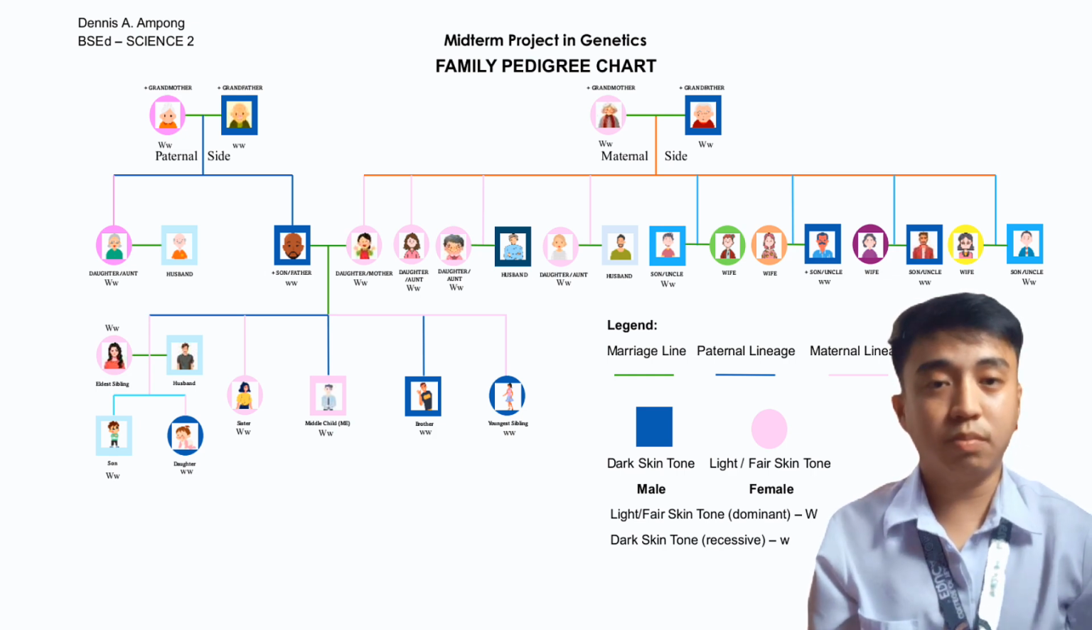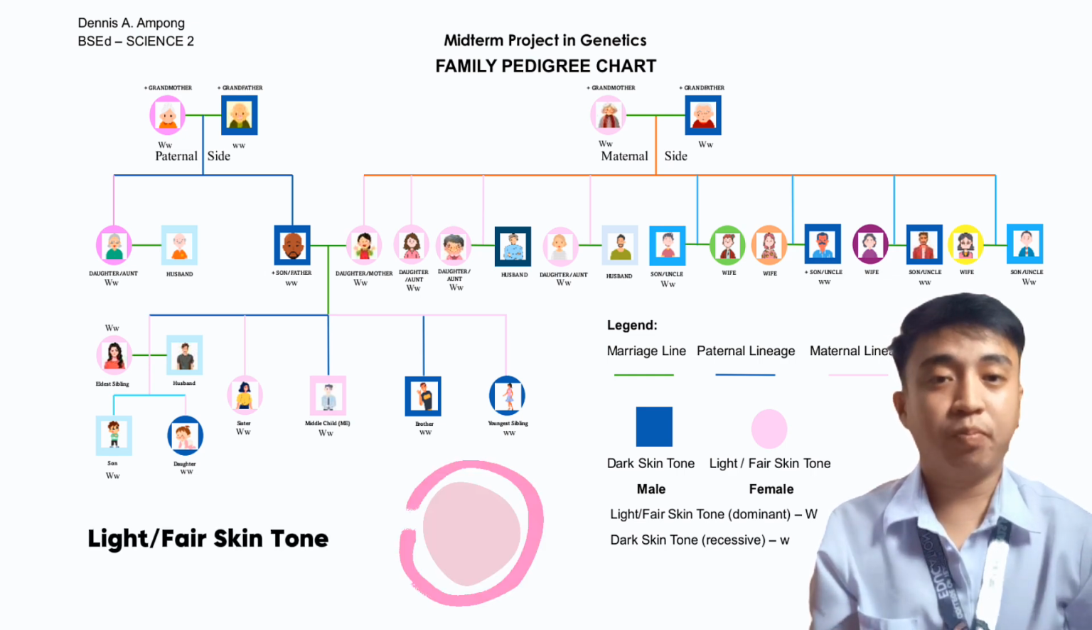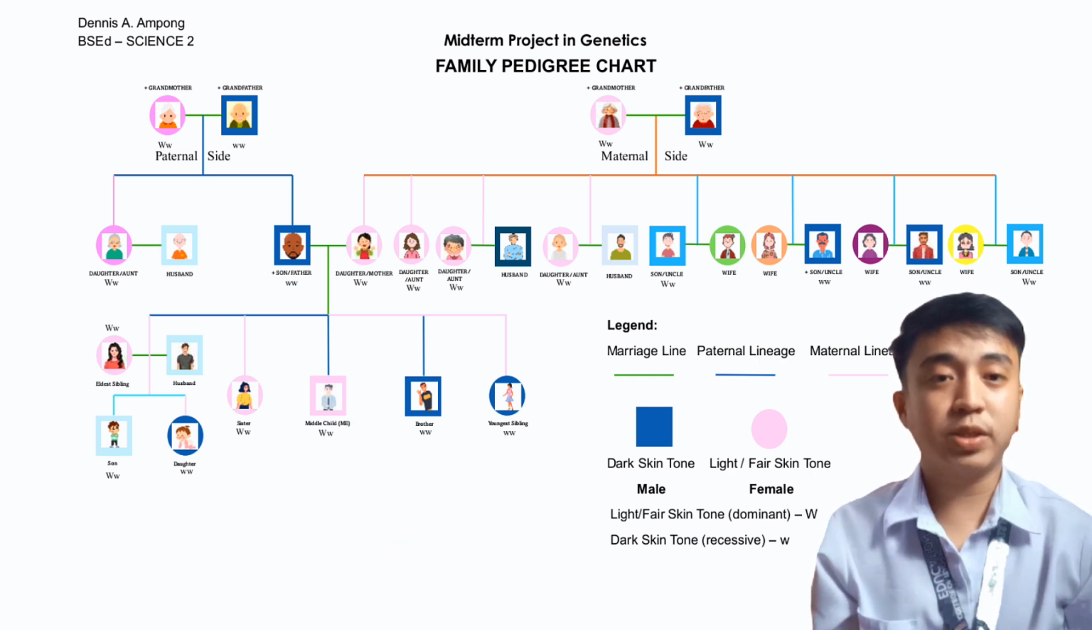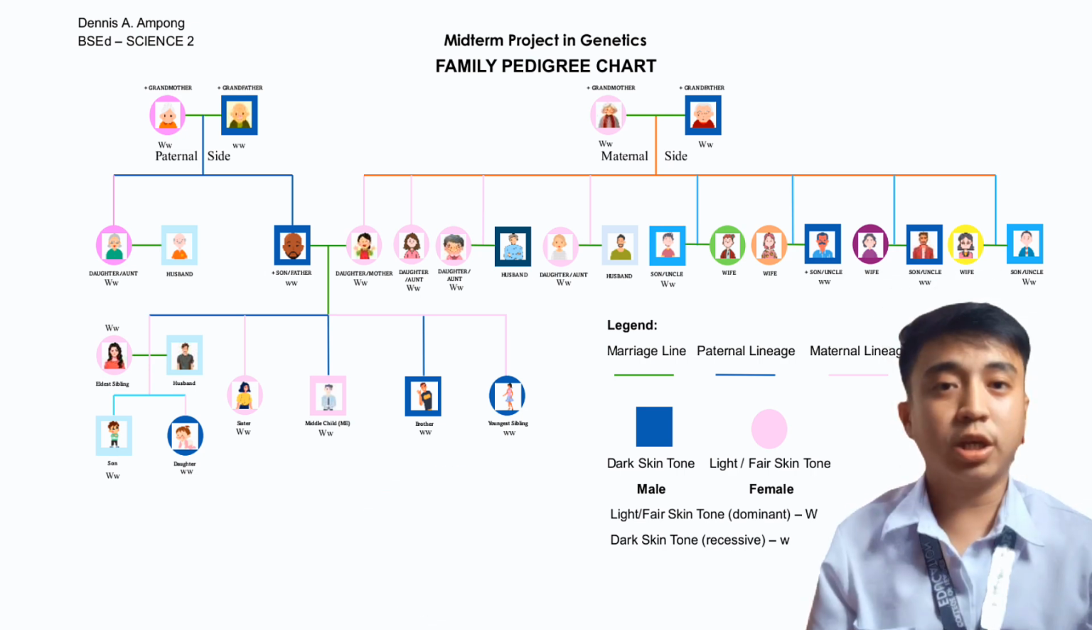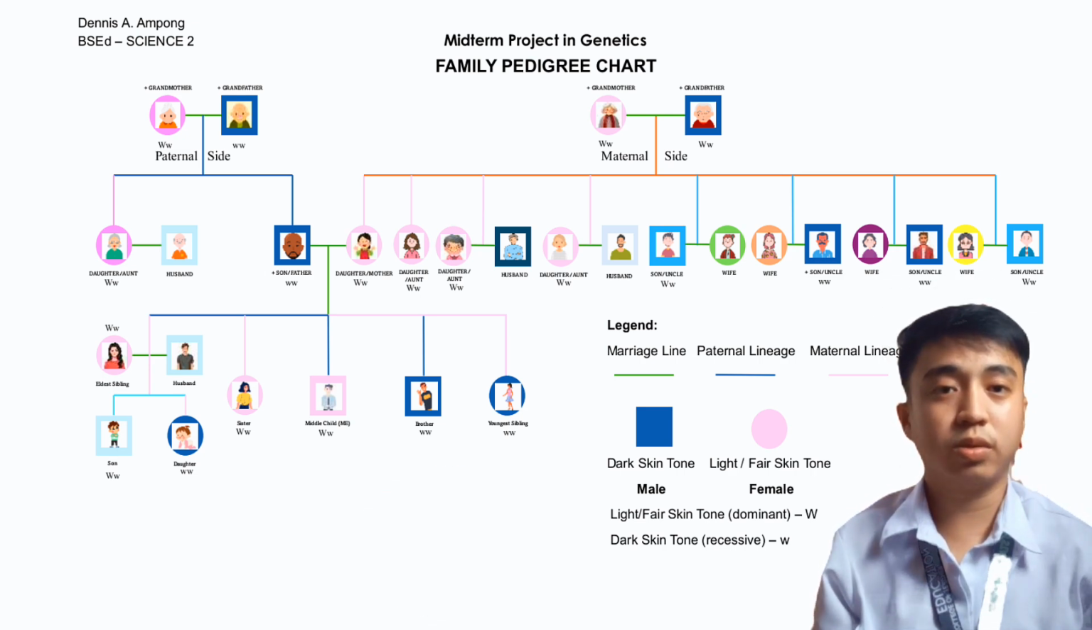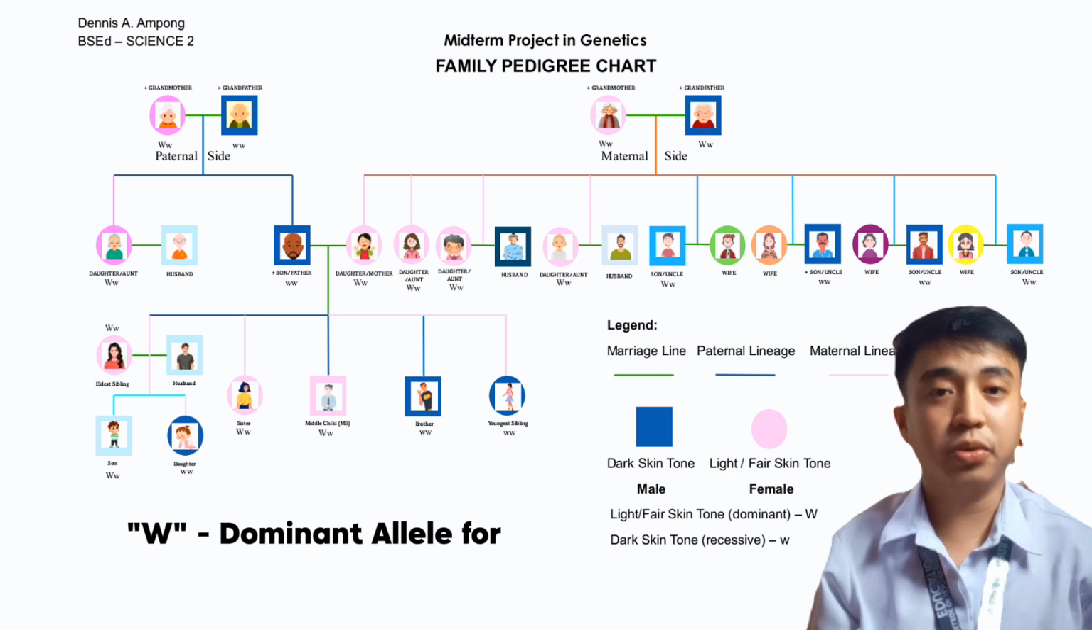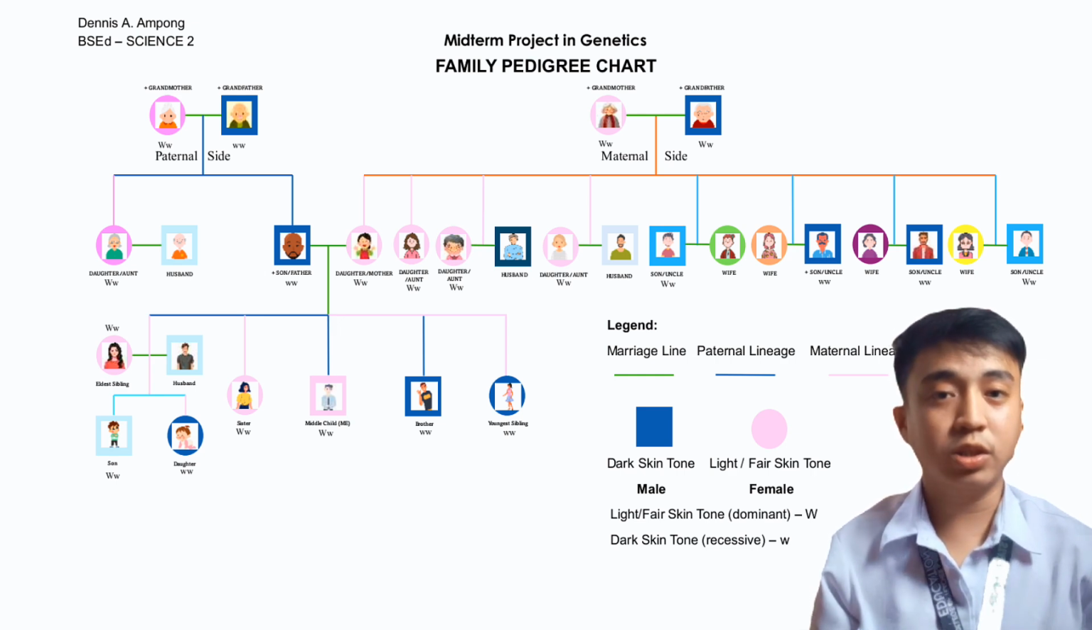The color-coded symbols show different skin tones. The light or fair skin tone is represented by pink color, and the dark skin tone is represented by dark blue color. So the chart follows the inheritance of skin tone in our family. Our dominant allele for fair skin tone is represented by capital letter W, and the recessive allele for dark skin tone is represented by small letter w.